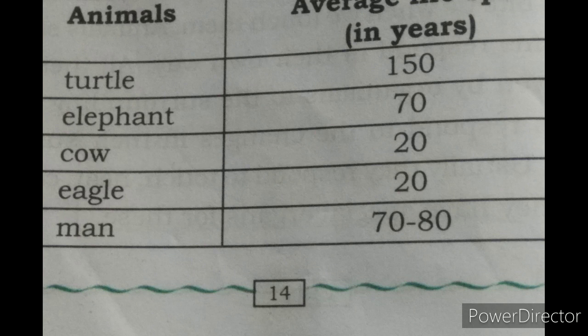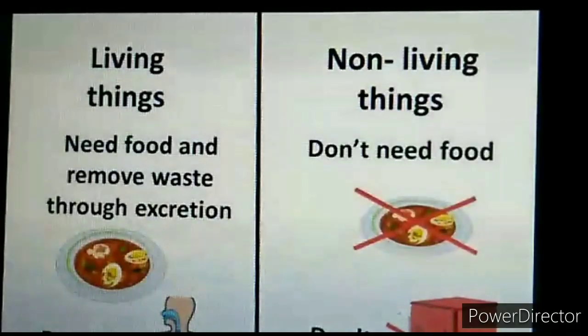There are many characteristics which together differentiate living and non-living things. Living things need food for energy and remove unutilized food and waste through excretion. But non-living things don't need food. All living beings release energy from food through respiration, but non-living things don't respire. See, we have already shown this in the picture. Next one.